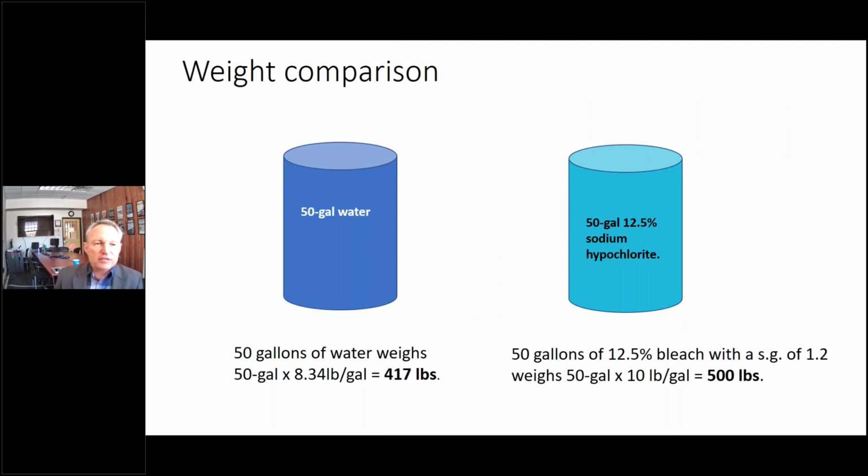And if we were to compare the weights of 50 gallons of water and 50 gallons of sodium hypochlorite, we would see that 50 gallons of water weighs 417 pounds, and 50 gallons of this 12.5% bleach would weigh 500 pounds. So there's a significant difference there.